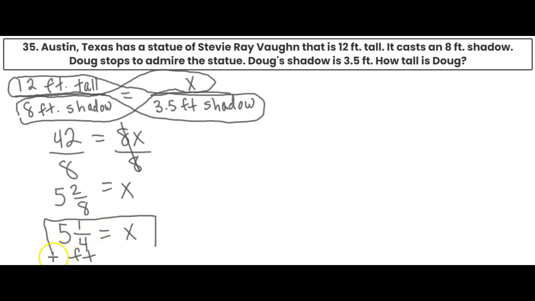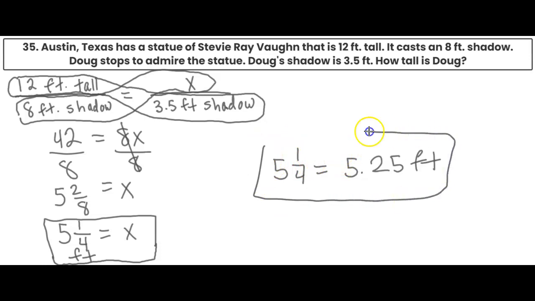So how tall is Doug? He is 5 1/4 feet, or the other way of writing it in decimal form is 5.25 feet. Because you convert 1/4 into a decimal, which is 0.25. So your final answer can be written either way: 5 1/4 feet. That is your final answer.